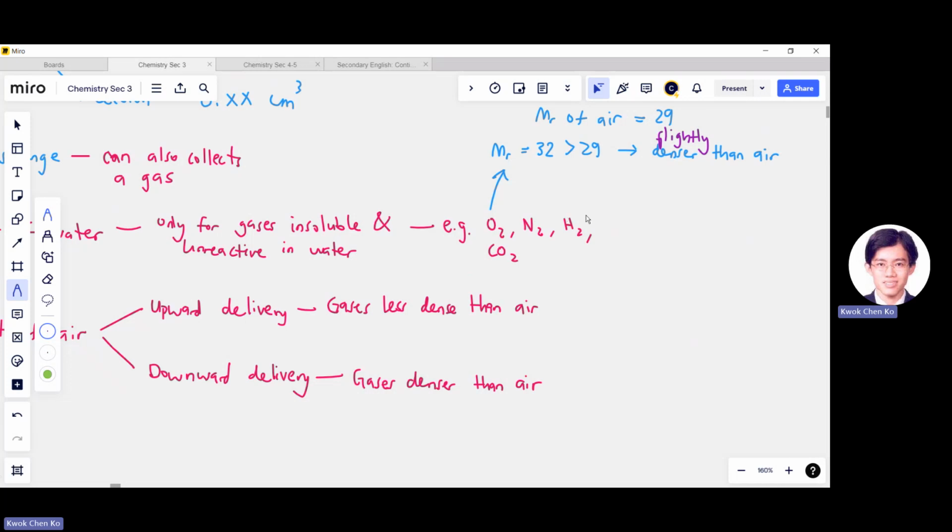But this one, how about this one? What's the MR? Yes, just 2. Don't forget the H2. So this is very light, no? In fact, it's the lightest gas, by the way. So how do I use upward or downward delivery? Yes. H2 is good.